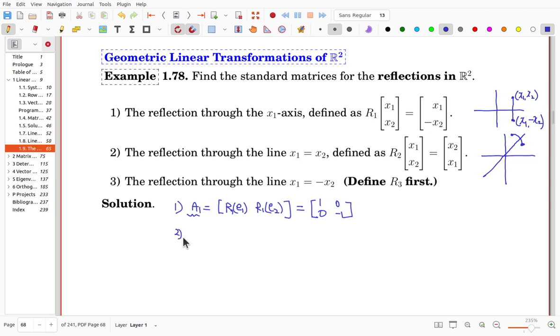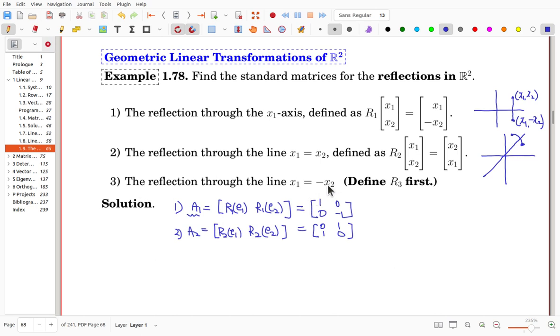So for that one, A2 is again R2 of e1 and R2 of e2, the action on the standard basis. Okay, e1 is 1, 0, and the image is 0, 1. So that is 0, 1, just change the position. R2 of e2, 0, 1, will be 1, 0. Okay, that's it. Now, the third part, the reflection through the line x1 equals minus x2.